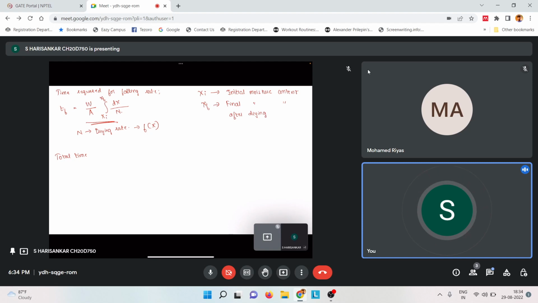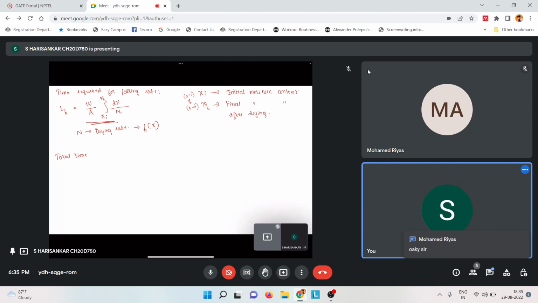Okay. So let's say you have a wet solid which initially contains around 70% moisture. So this Xi will be 0.7. And you dry this wet solid, and after drying you end up with, let's say, 40% moisture, then this xf will be 0.4. So this drying happens between 0.7 to 0.4 moisture contents. Okay. Is it clear?